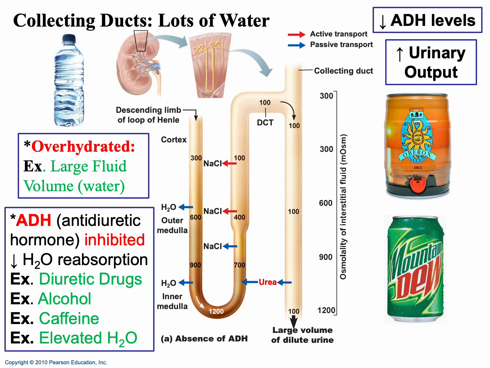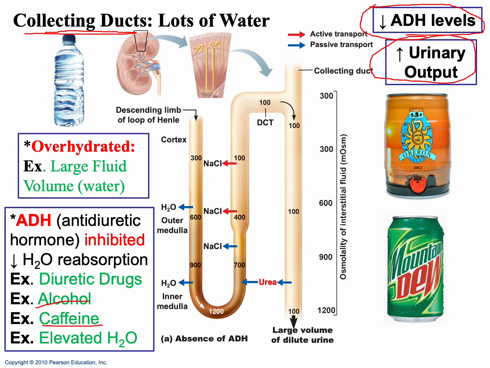So here we're taking a look at the collecting duct again. In this situation, perhaps somebody's been drinking lots of beer, drinking Mountain Dew or Red Bull or whatever it might be. When you're taking these items that are considered to be diuretics, that's going to actually suppress the hormone ADH. So a decreased amount of this hormone will be released. And because of that, you're not holding on to as much water in your body. And this leads to an increase in urinary output. So that's definitely the case with alcohol and caffeine intake for sure.